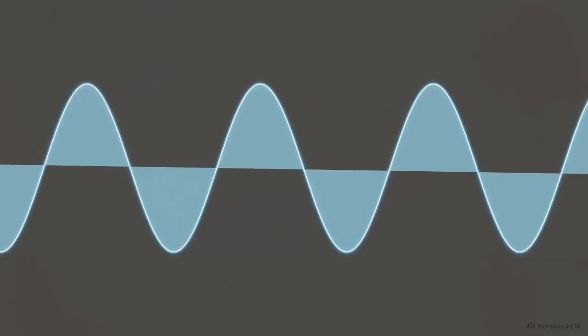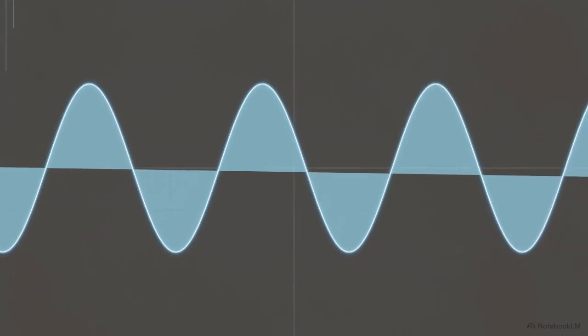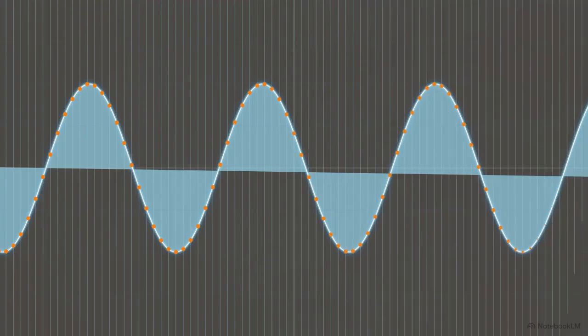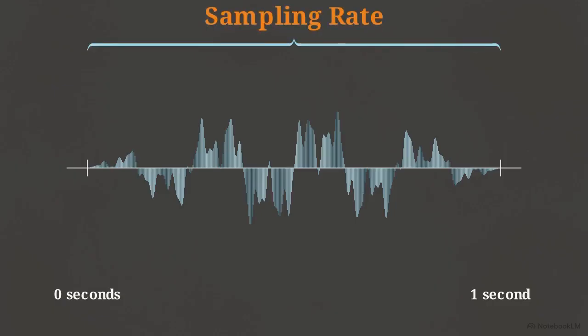To start building this staircase, the computer has to freeze time. It does this by taking incredibly rapid, sequential measurements of the sound wave as it passes by, almost like a camera taking high-speed photos. The number of these snapshots the computer takes every single second is called the sampling rate.